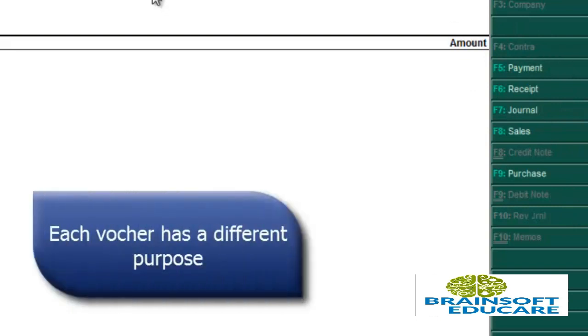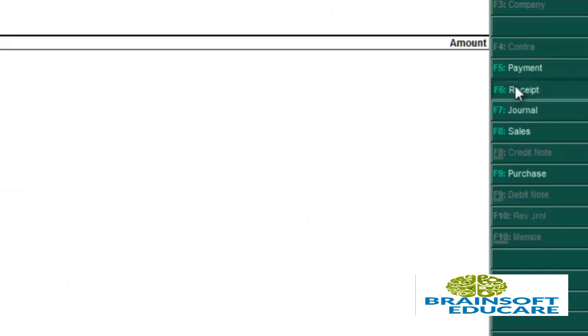Currently you can see only payment, receipt, general, these types of vouchers. You have selected the contra type of voucher, so it is disabled and all other vouchers are enabled. So as per your need you can use various types of vouchers. Currently we are selecting receipt.